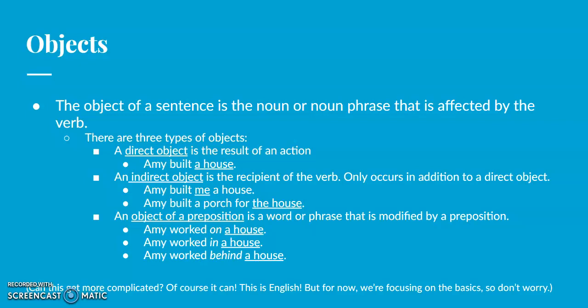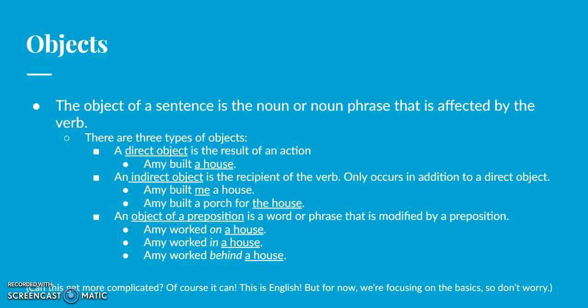A direct object is the specific result or target of an action. I like to say that it is directly connected to the verb. In this example, we're looking at Amy, who built a house. To make the house the direct object in our sentence, we would say Amy built a house. The house is directly affected by the act of building.